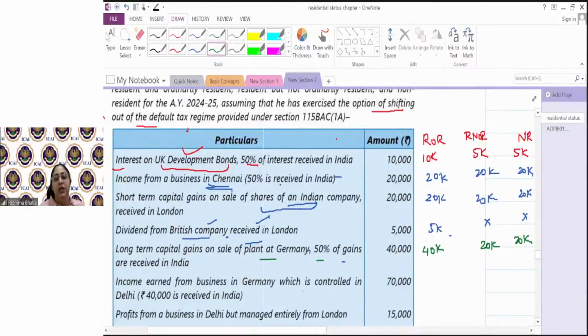Income from business in Germany, which is controlled in Delhi, 40,000 is received in India. Business कहाँ है? Outside India. कंट्रोल कहाँ से हो रहा है? इंडिया से हो रहा है. 40,000 is received in India. First of all, ROR के लिए पूरा taxable. Next, RNOR के लिए business is outside India, but it is controlled in India, full taxable. Business outside India, controlled in India, कोई concept नहीं है income deemed to accrue in India में, right? But received in India है 40K. So 40K would be taxable.